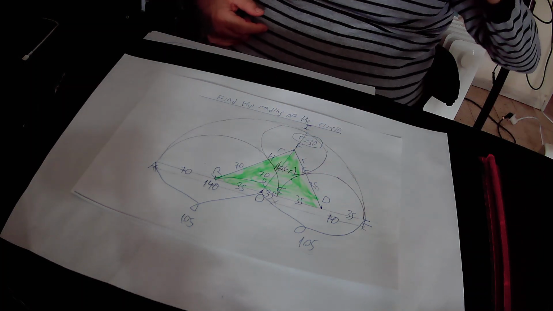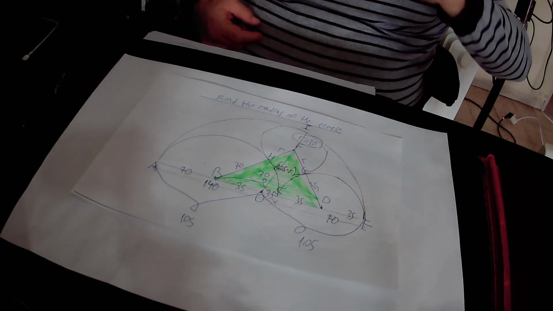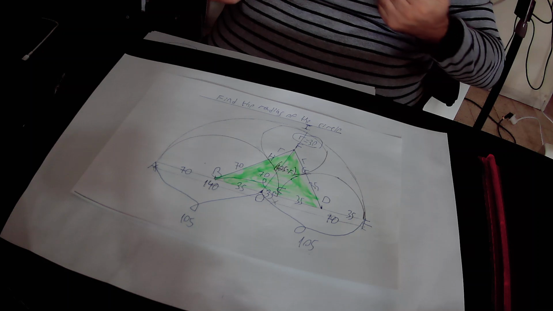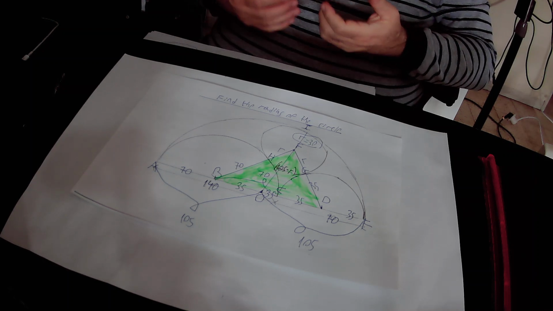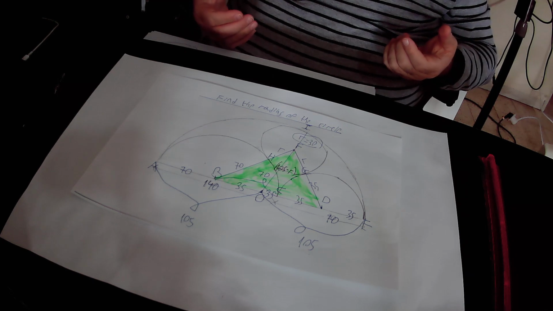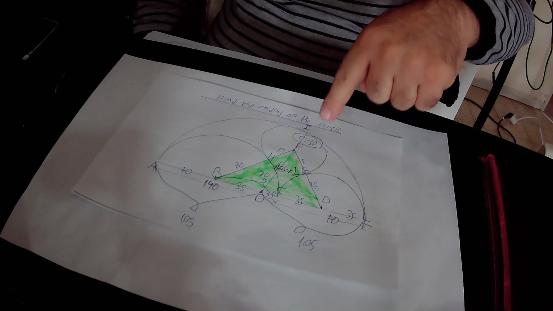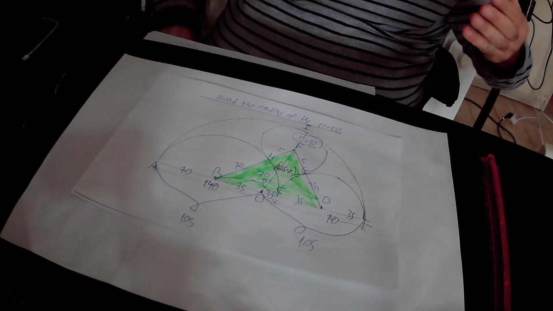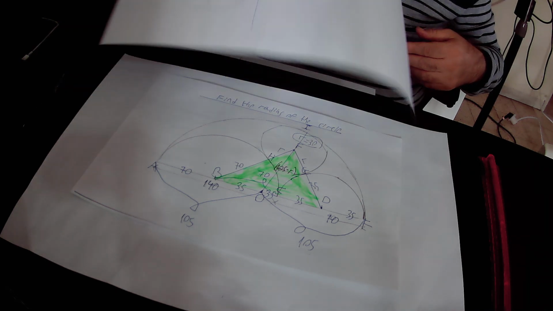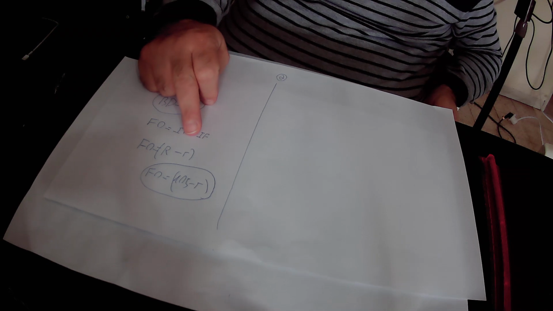And what is the distance between their centers? The distance between their centers is OF. And according to rule number 10, the distance between their centers must be equal to the difference between their radii. The radius of the biggest semicircle is capital R. The radius of this small circle is small r. And the difference between the radii is capital R minus small r. So here, FO equals capital R minus small r.